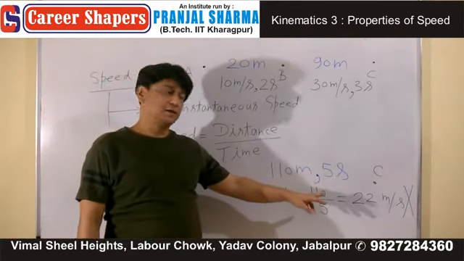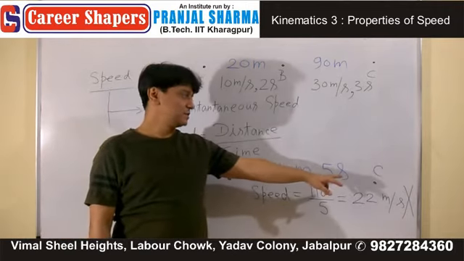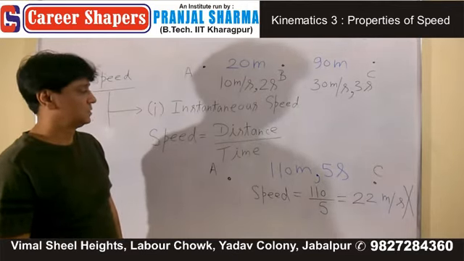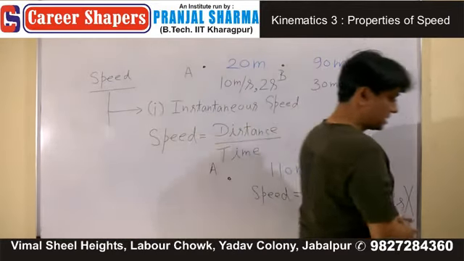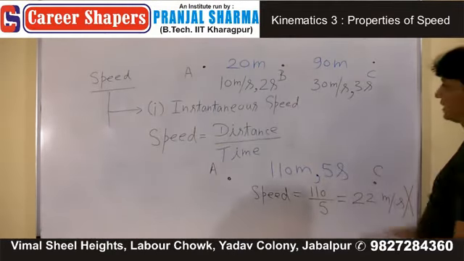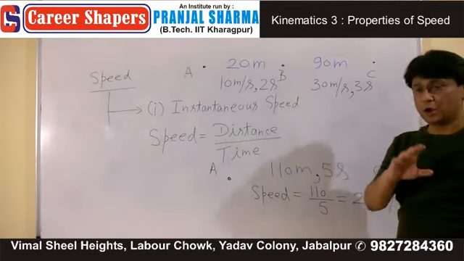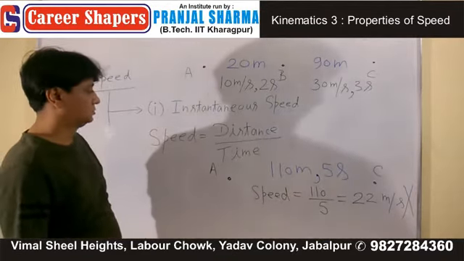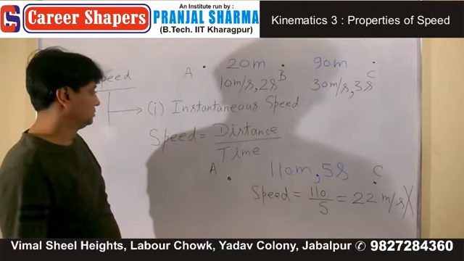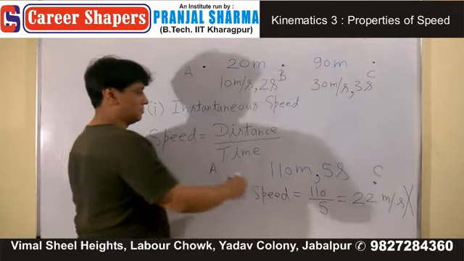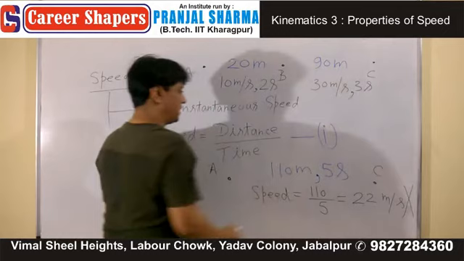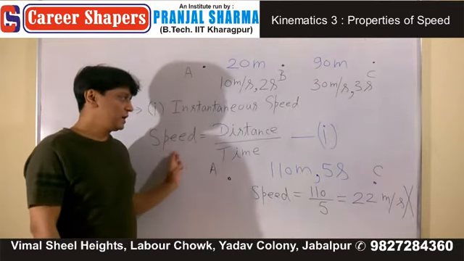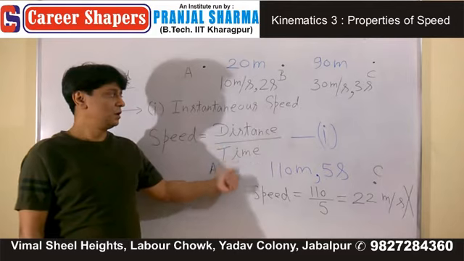Between A and C, as speed is not constant, we cannot use this formula. Write down equation number 1. Between A and C, since speed is not constant, we cannot use this formula, or equation number 1.